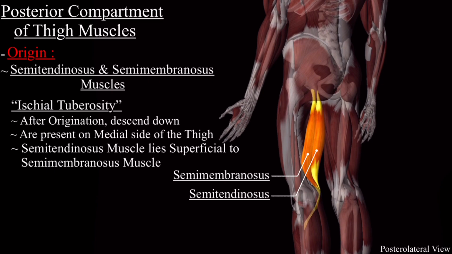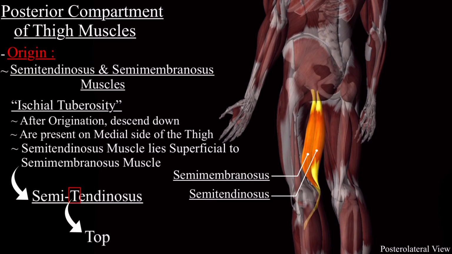And an easy way to remember that semitendinosus muscle is superficial to semimembranosus muscle is that semitendinosus muscle has the letter T in its name. T means top. So this muscle is present on top of the semimembranosus muscle.